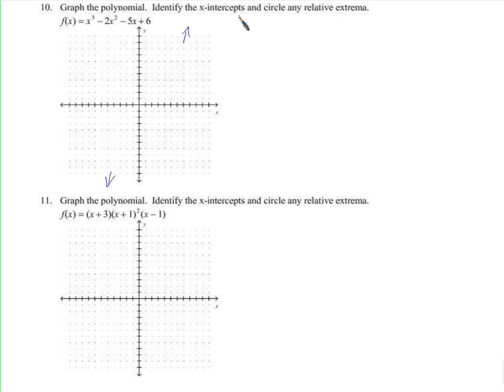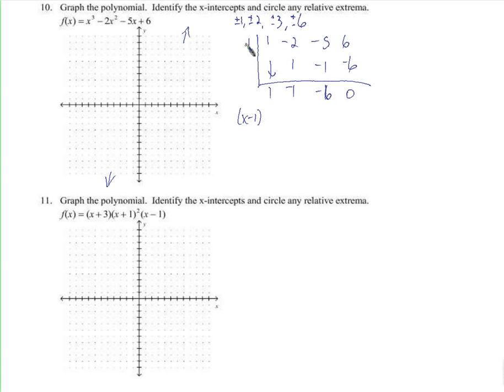I'm going to find the x-intercepts with the rational zero theorem, finding zeros. So plus or minus 1, plus or minus 2, plus or minus 3, plus or minus 6. Alright, so I'm going to start with 1. We have 1, negative 2, negative 5, and 6. 1, and here we go. 1, negative 1, negative 1, negative 6, negative 6, 0, lucky.